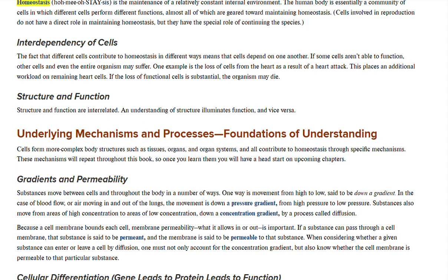Homeostasis. Homeostasis is the maintenance of a relatively constant internal environment. The human body is essentially a community of cells in which different cells perform different functions, almost all of which are geared toward maintaining homeostasis. Cells involved in reproduction do not have a direct role in maintaining homeostasis, but they have the special role of continuing the species.